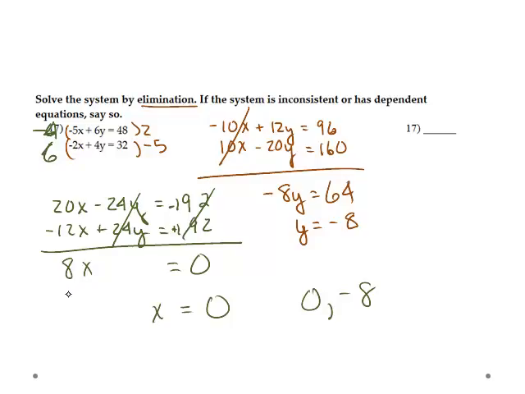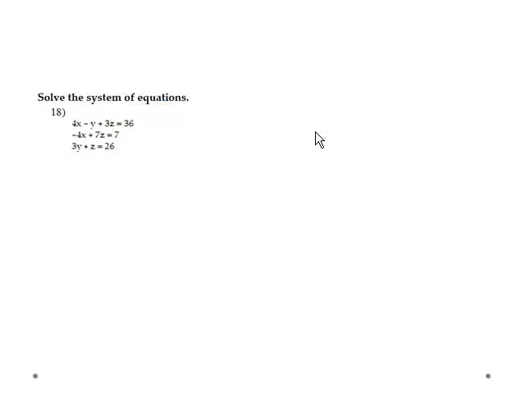No, it's not negative 8. 10, 12, 96. Huh. Negative 8. Negative 160. This should be positive 8, 0, and positive 8, because this should be negative 64, because this is negative 160. 0 and positive 8. Next one.